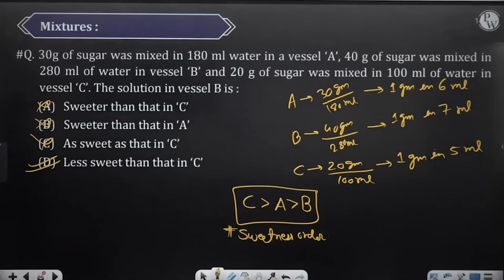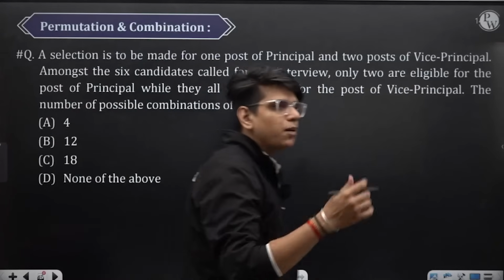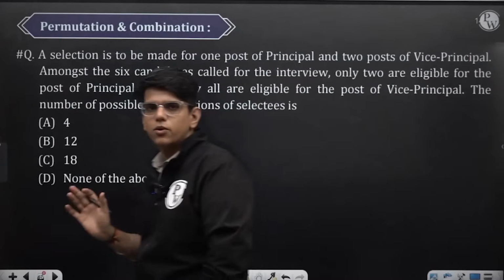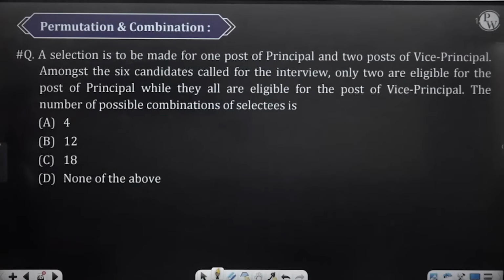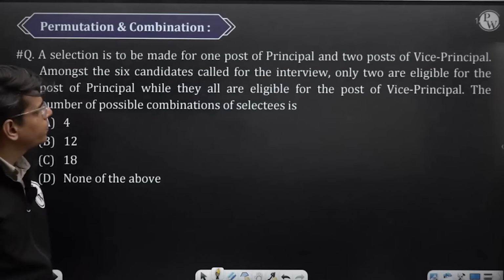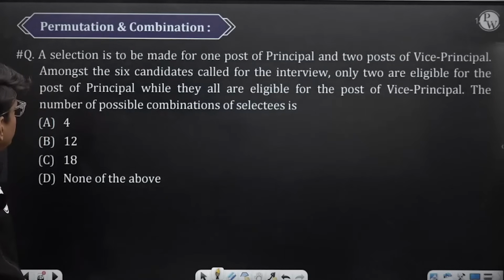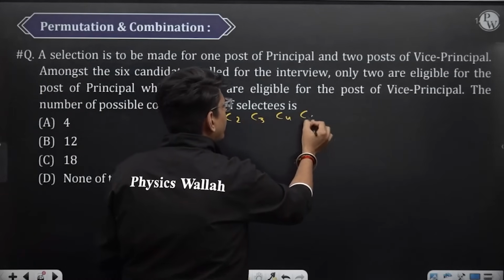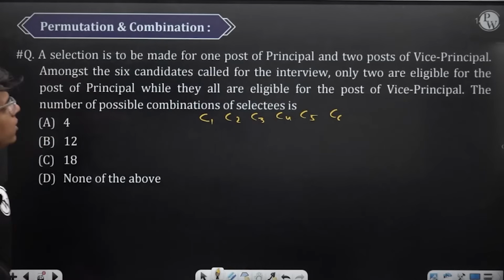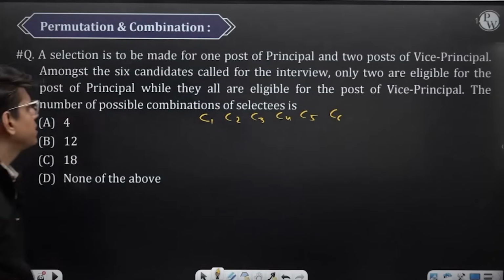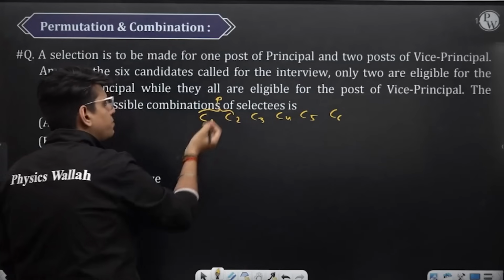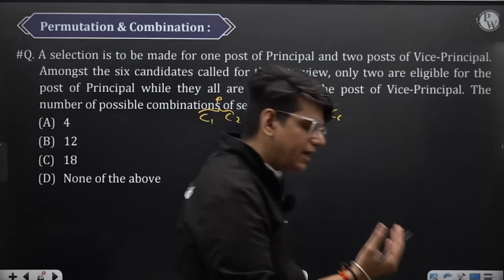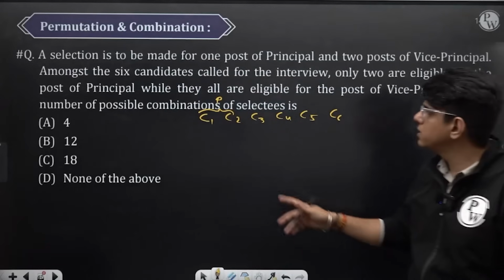Okay? Now we are moving to PNC. Okay? Yahan pe there are some questions which are repeated now and then, so I am trying to solve those questions. Jaise ki, a selection is to be made for one post of principal and 2 posts of vice principal among 6 candidates. So there are 6 candidates, 1, 2, 3, 4, 5 and 6. Only 2 are eligible for the post of principal, while they all are eligible for the post of vice principal. So the limiting condition is that we can select the principal from these 2 only.